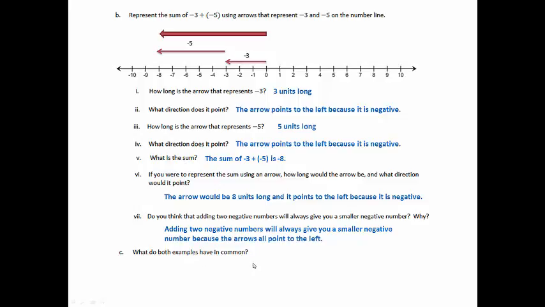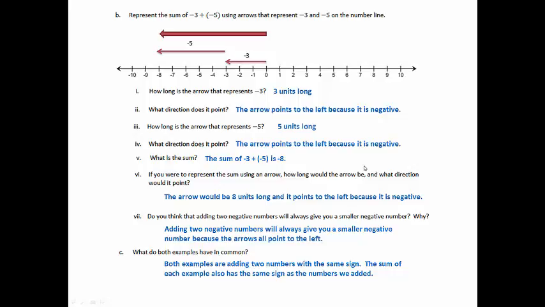Part C asks, what do both examples have in common? In the example where we were adding positive numbers, they all went to the right, and when we were adding negative numbers, they all went to the left. Both examples are adding two numbers with the same sign. The sum of each example also has the same sign as the numbers we added. When we added two positive numbers, we got a positive answer. When we added two negative numbers, we got a negative answer.